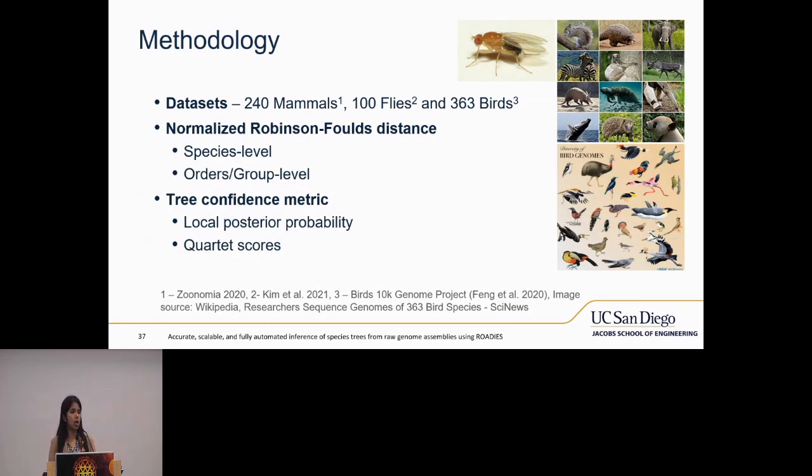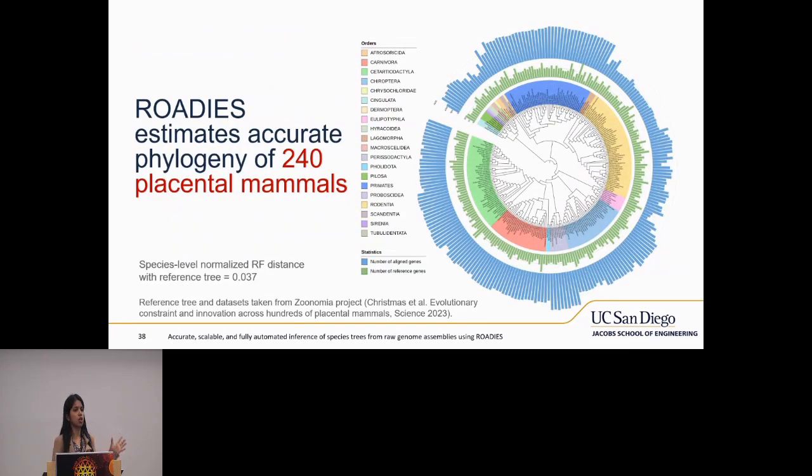For that, we got the reference tree from the papers which discussed these phylogenies and which are widely adopted in the scientific community. We tried to match the 2 trees using normalized RF distance as a distance metric. We also measured the confidence of the branches, which were highly debatable, using the local posterior probability and the quadrat scores.